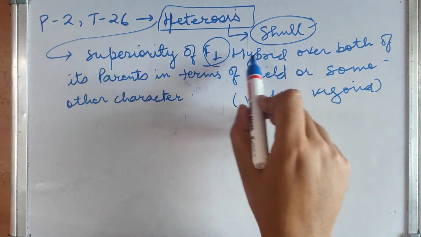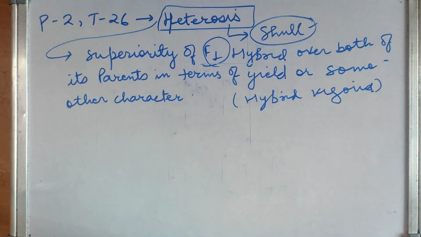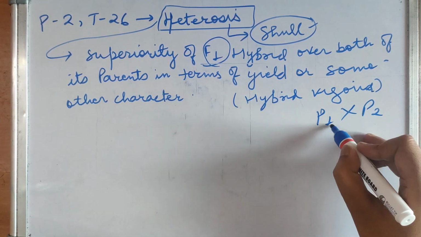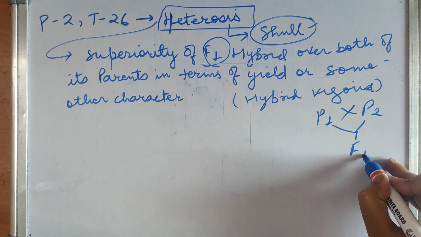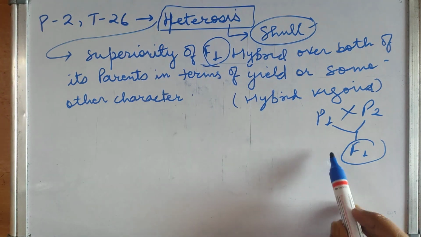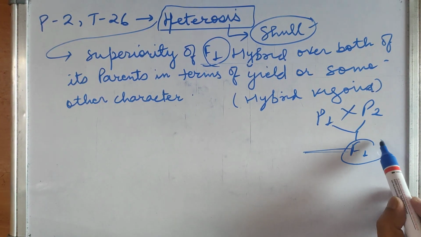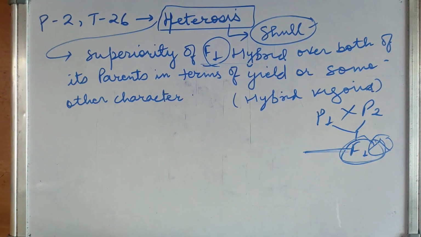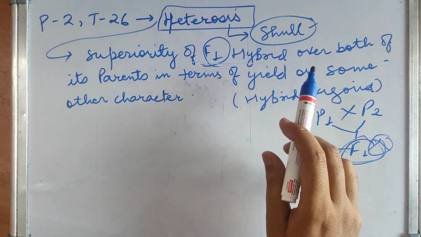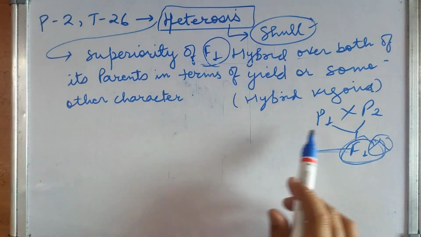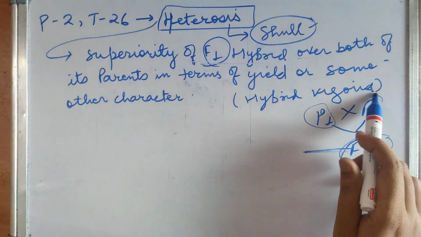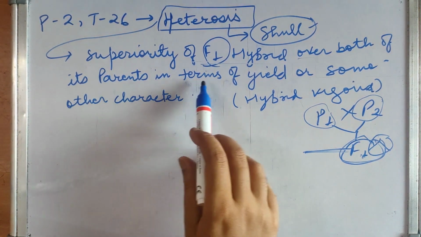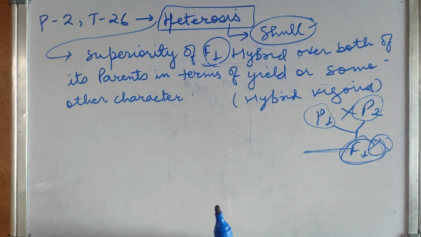So what is this superiority of F1 hybrid? Suppose there are two parents P1, P2. When we cross each other, what we get? F1, the first filial generation. So the superiority of F1 hybrid over both of its parents, it will be superior to both of its parents. This is what heterosis is, in terms of yield and some other character.